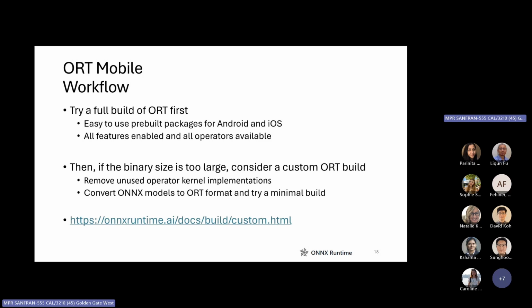Otherwise, if the binary size is too large, you might consider a custom ORT build. And you can either reduce the operator kernel implementations or try a minimal build and convert your models to ORT format. These two approaches can be combined. And there's some more documentation about how to do a custom build there.